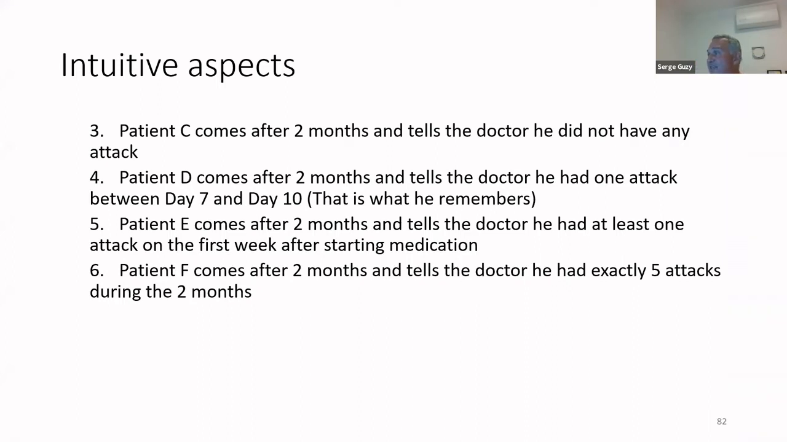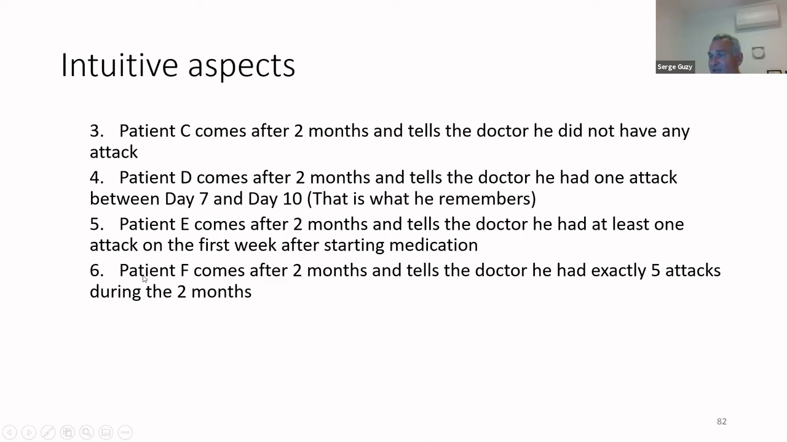Because if I'm getting at least one attack, then it's equal to 1 minus the probability to get no attack at all. Because at least one attack is either 1, 2, 3, 4, 5, 6, 7, etc. And then 1 minus that, what's remaining is no attack.